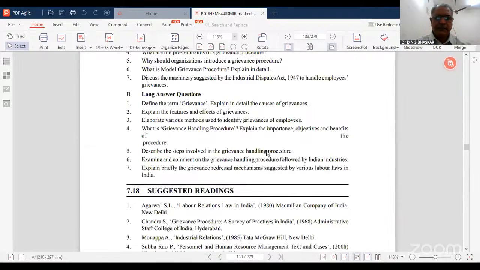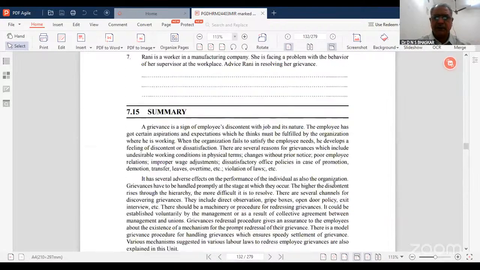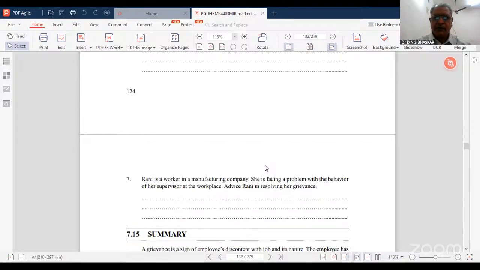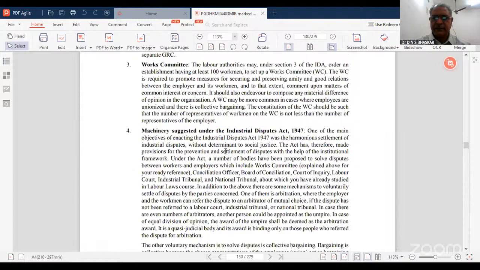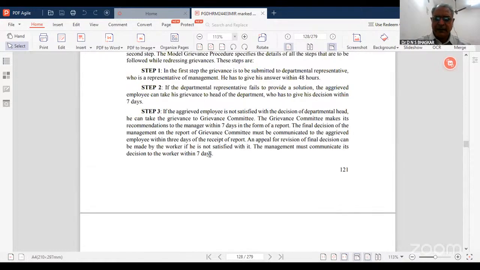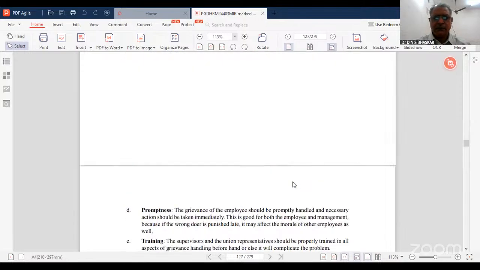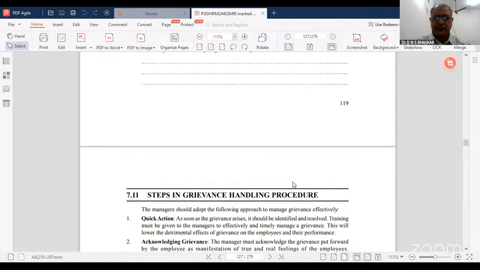Already, as we discussed in the previous class. Good afternoon to one and all, those who are directly or indirectly engaged in this class, right? So, in the previous class, I have discussed the various aspects relating to employee grievance. Let us briefly go through it, and then let us go into the other aspects of employee discipline.